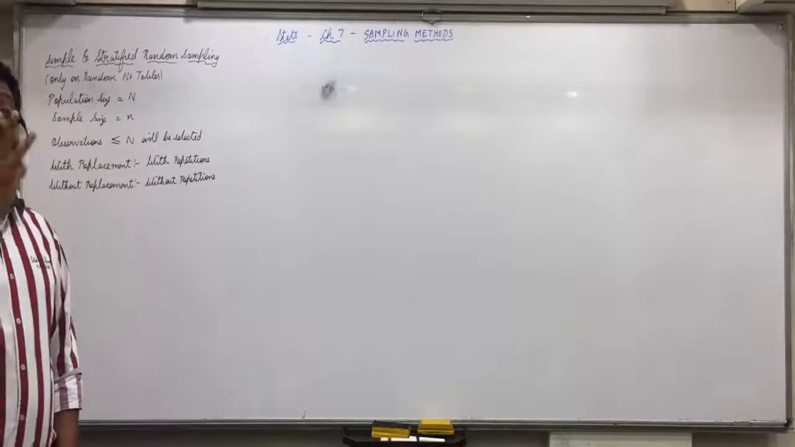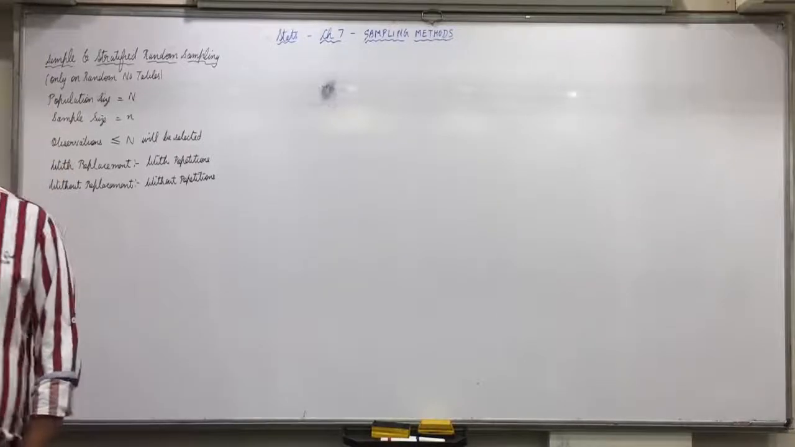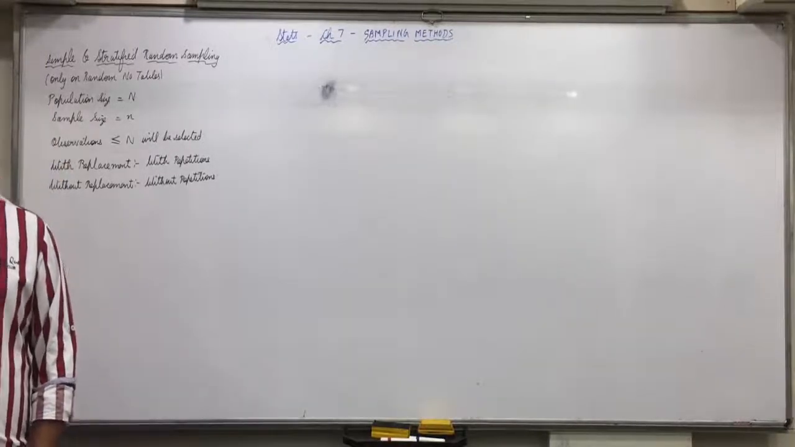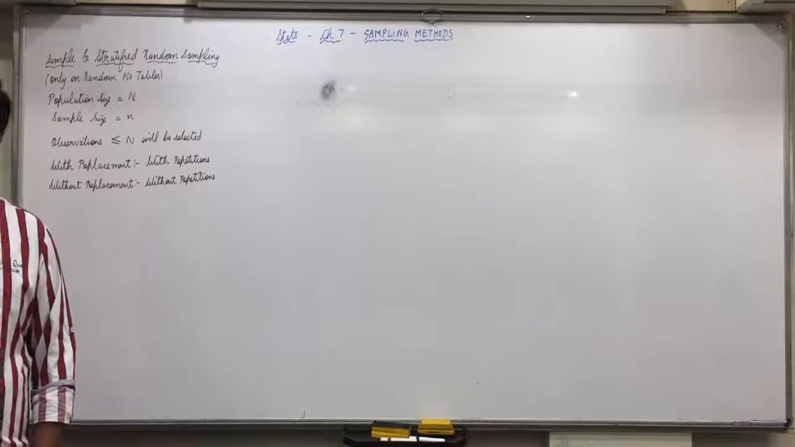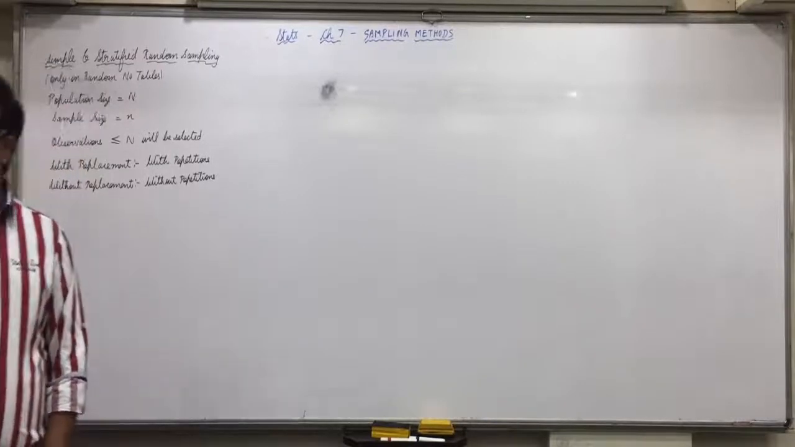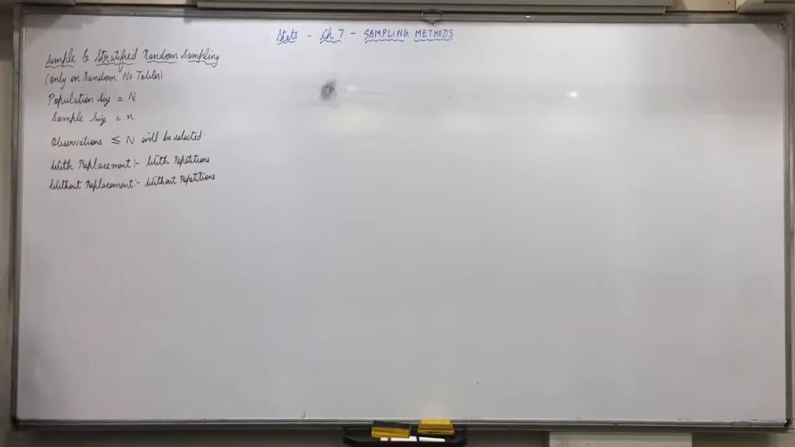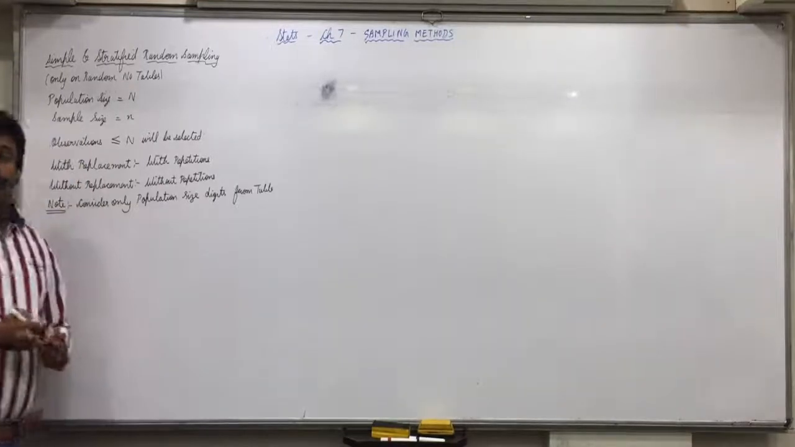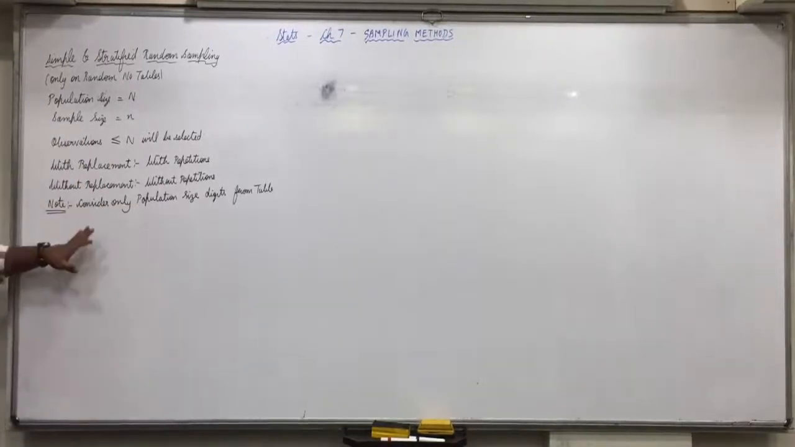If population size is 3 digits and you are given 4-digit numbers, then we will consider only first 3-digit numbers. Is everyone clear with this? So that is how, you will consider only population size digits from table. If population size is 70, there are 2 digits, you will consider only 2 digits from the table. Is everyone clear with this?